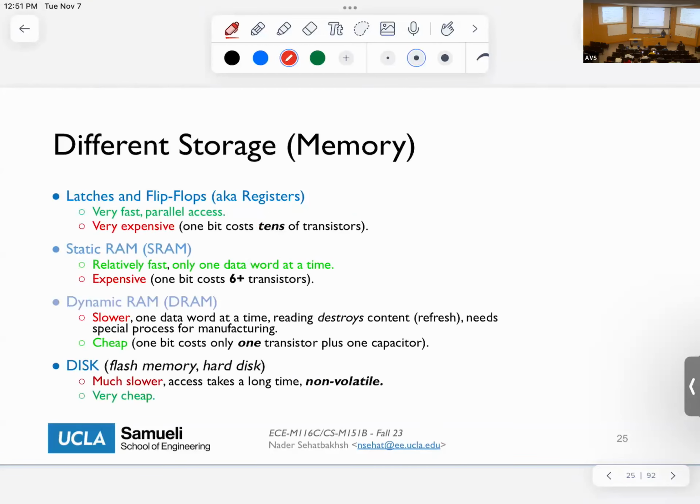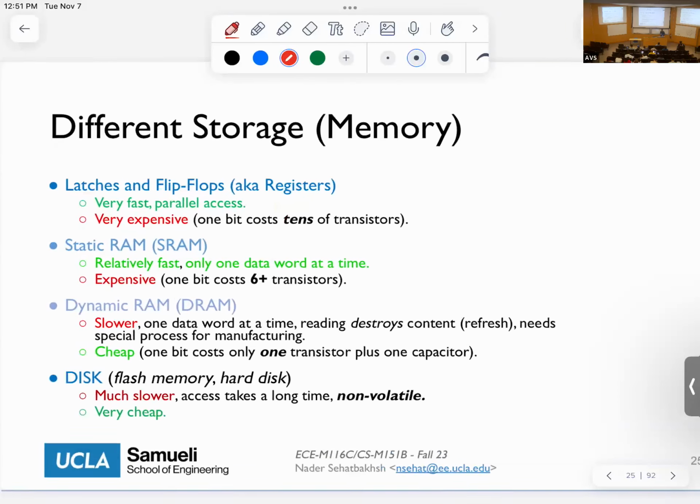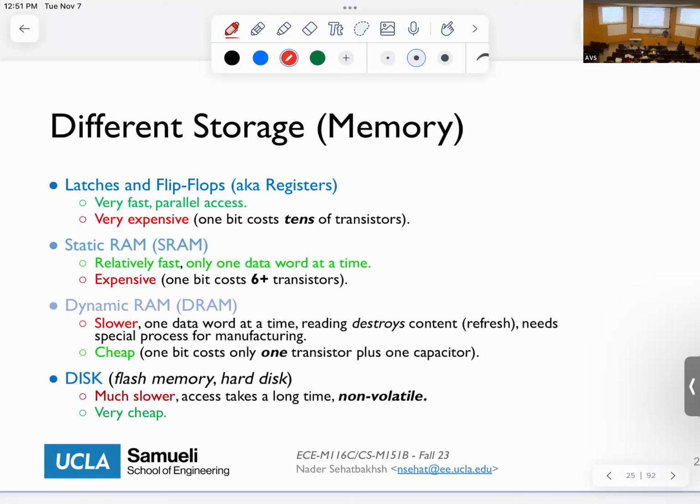To give you some perspective, I showed this slide a long time ago. Let's revisit this one more time. The fastest memory you can have are your flip-flops or registers within your processor. These are really fast. You can access them within 1 cycle, in the picosecond or nanosecond time range. But they are very, very expensive in terms of area. Tens of transistors are required for just storing 1 bit. As a result, you cannot have a gigantic register file. You can have maybe 32 registers, 128 registers, and so on and so forth.